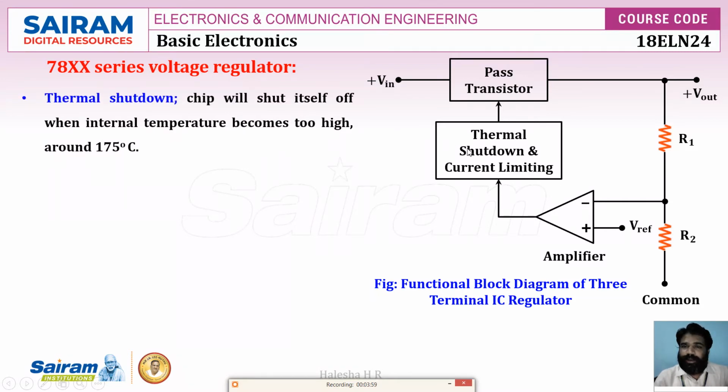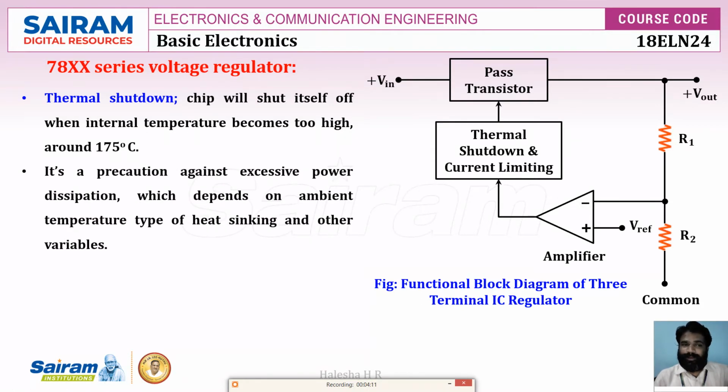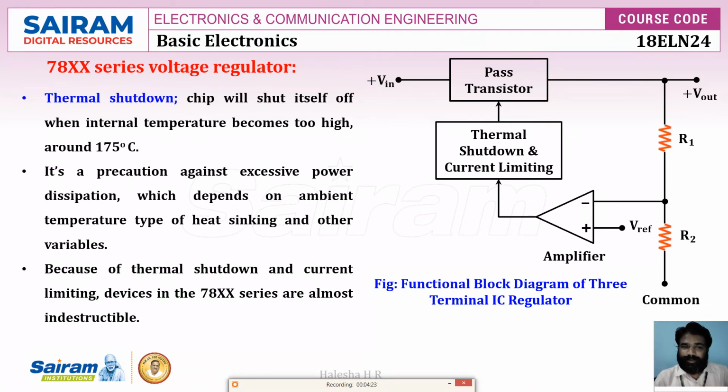And the thermal shutdown and current limiting. The chip will automatically shut down when the internal temperature becomes too high, that is around 175 degrees Celsius. It is a precaution against excessive power dissipation. It depends upon the ambient temperature, the heat sink and other variables. Because of thermal shutdown and current limiting, the 78XX series are almost indestructible, and so it cannot be destroyed.